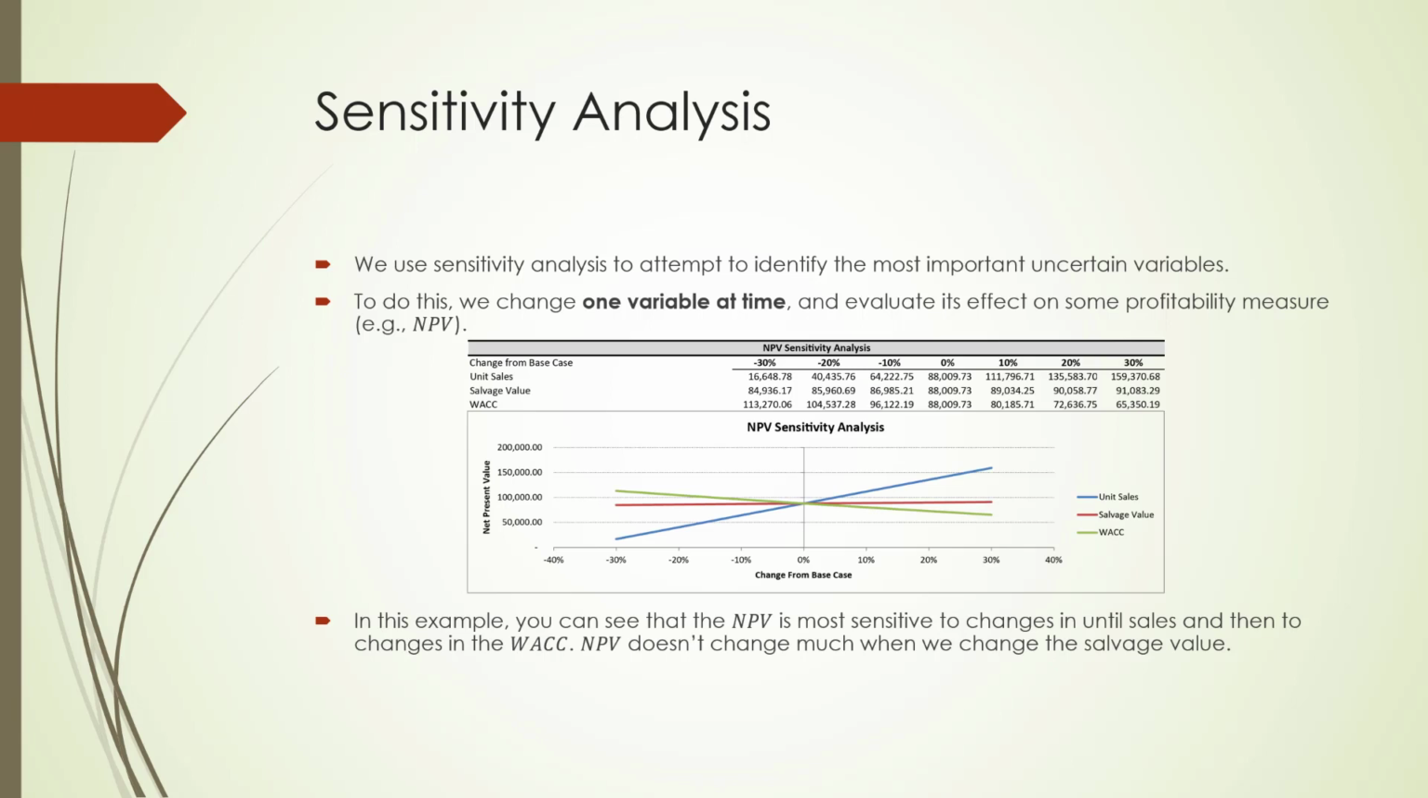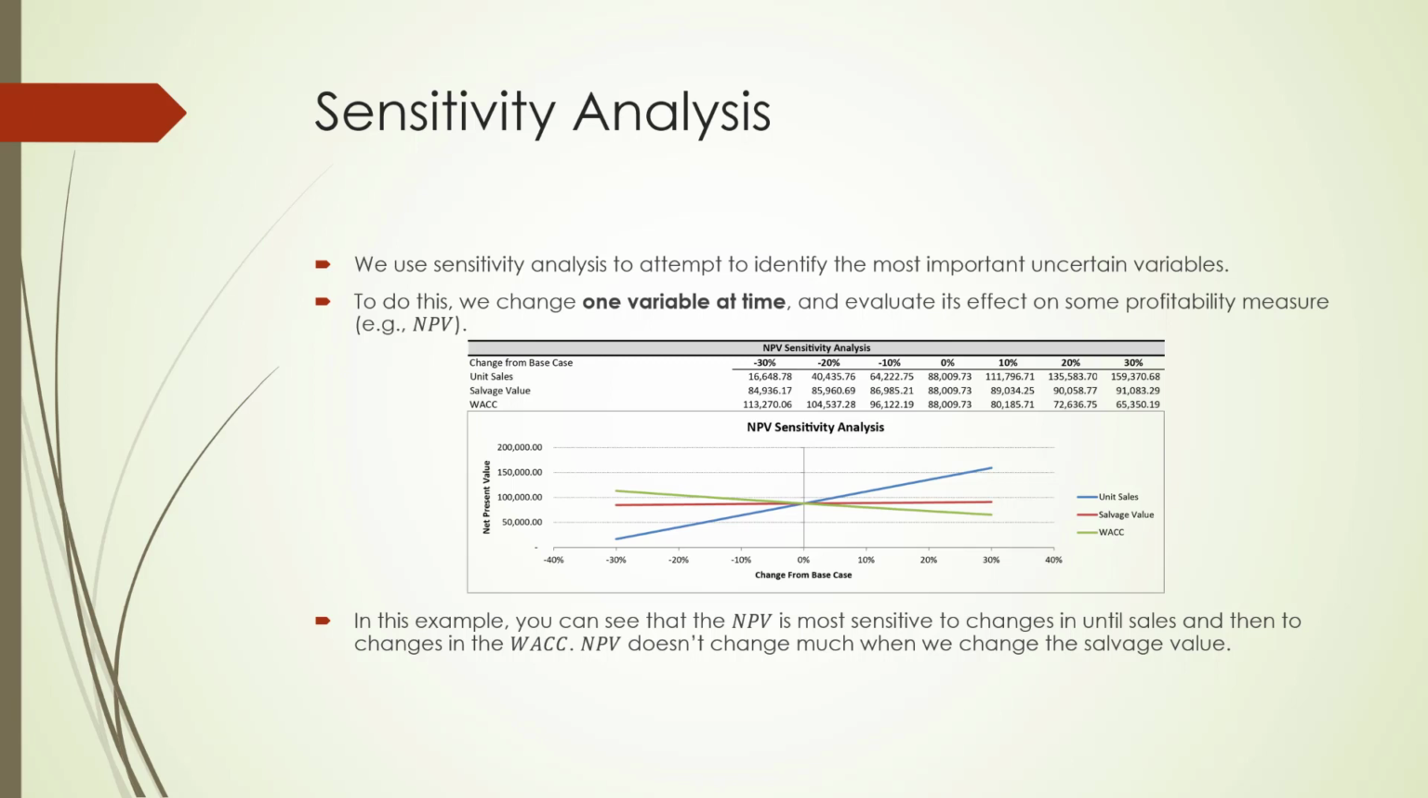Now, here's an example from the mini case. What I'm looking at here is unit sales, salvage value, and the cost of capital. And I change them by 10, 20, or 30% both ways. And then I can plot the results. So the chart that you see here is the NPV at those different change levels. The idea with this sensitivity chart is that the steeper the line, the more important the variable is. So the blue line, for example, is unit sales.